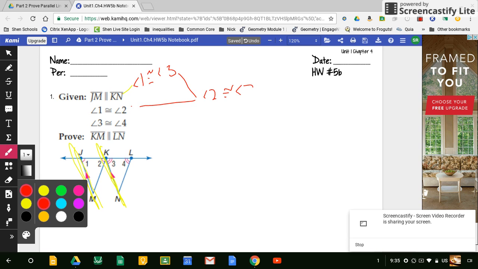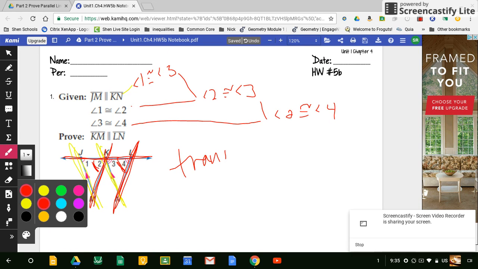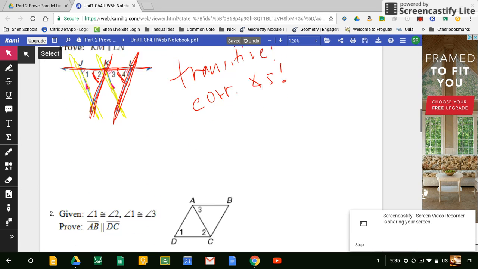Just kind of thinking out loud right here. But then my other given says 3 is congruent to 4. So I could keep linking things, and this is what can happen. And then they're asking us to prove that KM is parallel to LN. Well, 2 and 4 is actually quite helpful because those are, in fact, corresponding angles for these red lines. So this proof, my big hint to you is transitive and look for some corresponding angles. No skeleton this time. That's all I've got for you.